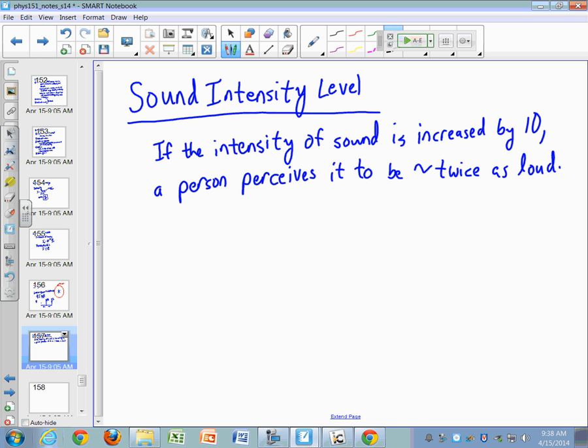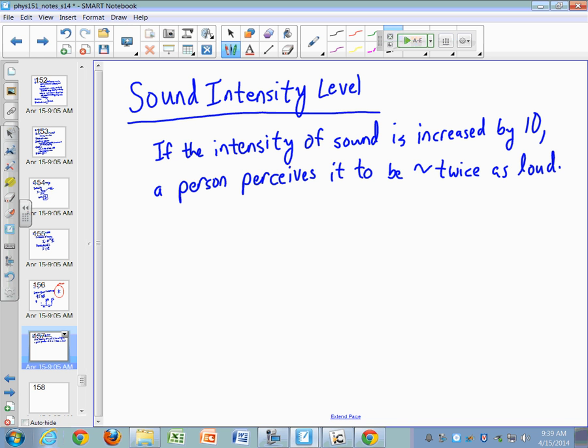The human ear has a very wide range of perceptibility in sound. It goes all the way from 10 to the minus 12 all the way up to 1. That's like a 1 with 12 zeros in our range of intensities that we can detect with the human ear. But you can't detect these small gradations within the intensity. If we have an increase by a factor of 10, we only perceive it to be slightly more loud. And so we have this logarithmic scale.